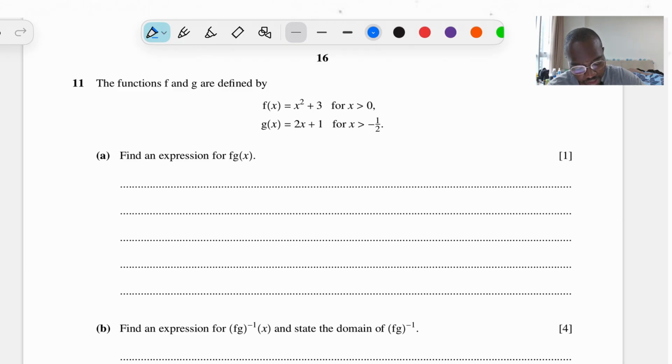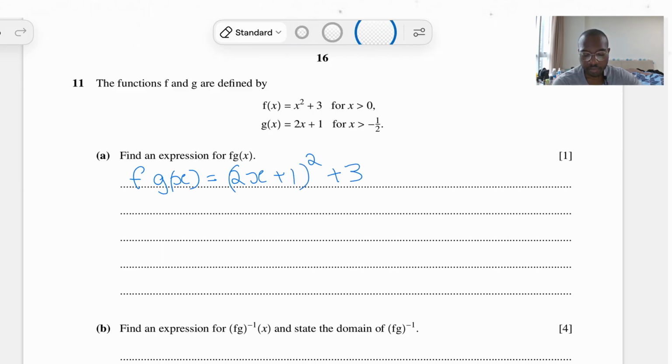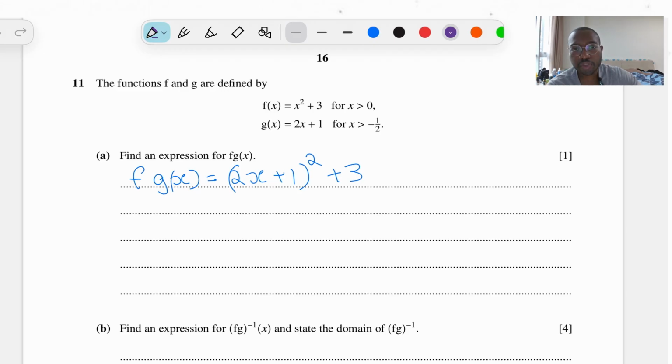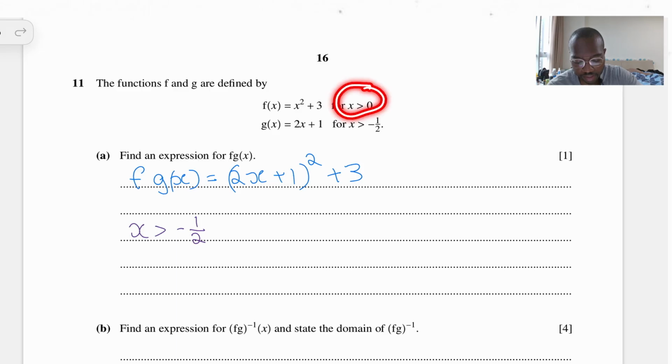So that will just be f(g(x)), and that is equal to (2x + 1)² + 3. And with these questions, we should also state the domain and range as well. So for this question, we know that x will have to be greater than minus a half, because we have that x is greater than 0 and x is greater than minus a half. If you combine them, then x would just need to be greater than minus a half to be valid, okay?